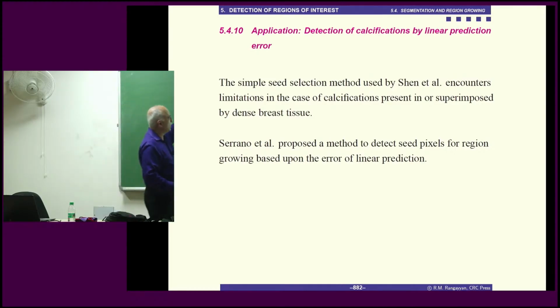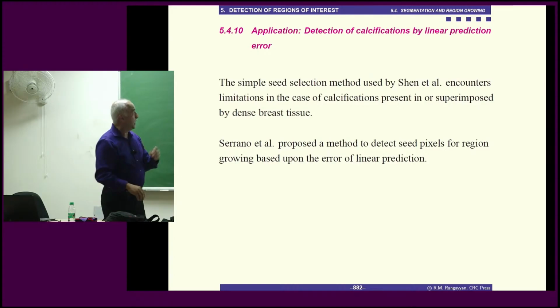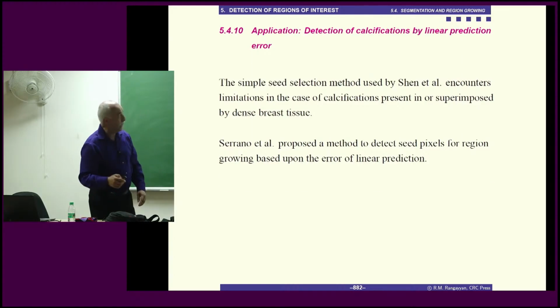So you start from somewhere, and using the data, you build your linear prediction model, apply it here, and find the error, or let's go here, find the error, and then the error is very small, and when you come here, the error increases because that cannot predict this. And then you say, okay, there is something different. Mark that. So for calcifications, we did the same thing.